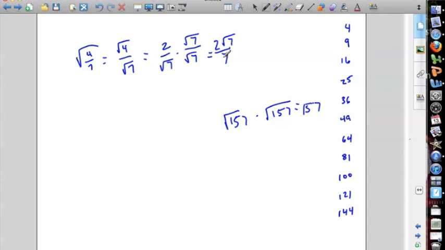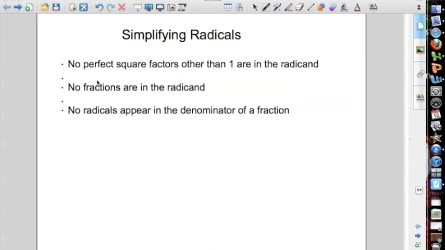Check to make sure you're done. Can I reduce 2/7? No. Is there a radical in the denominator? No. Is there a perfect square that goes into the square root of 7? No. So I'm done.